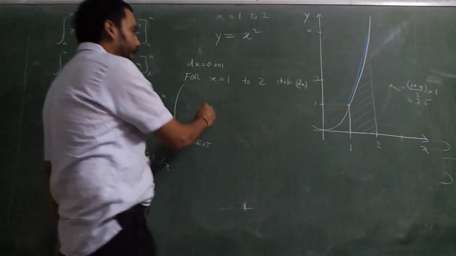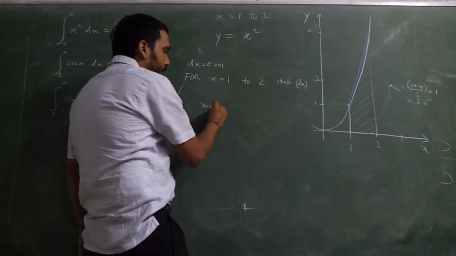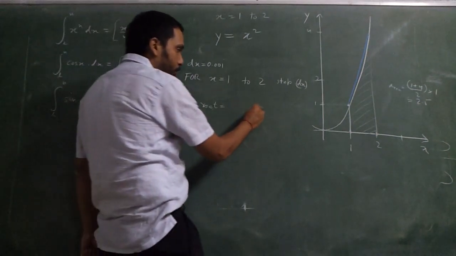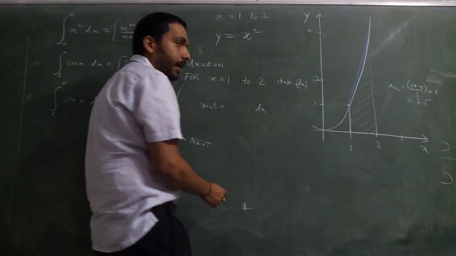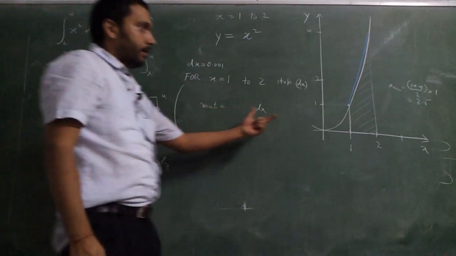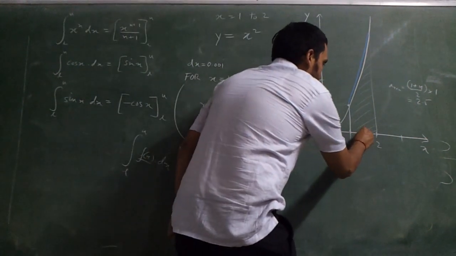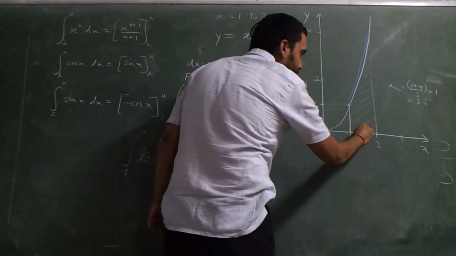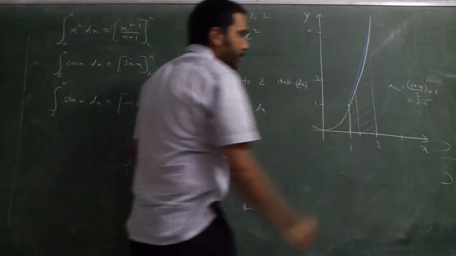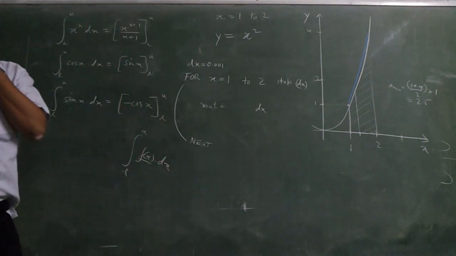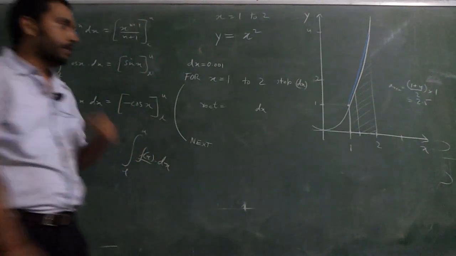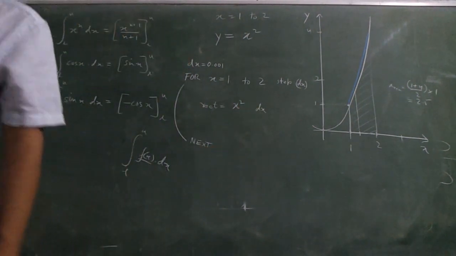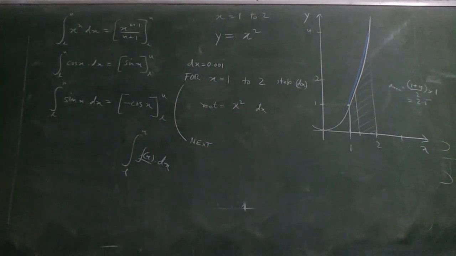Area of the rectangle will be what? x square into dx. Dx into, very good. Dx is the step, and at any point, if x has started from 1, it will go to 2. What is the height at any point? Say 1.3. What is the height? x square is the height or not? Right? y is equal to x square.